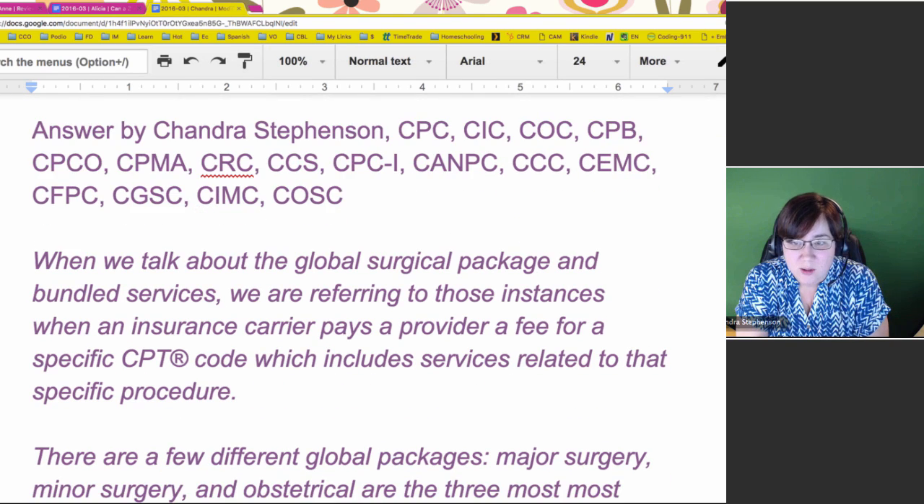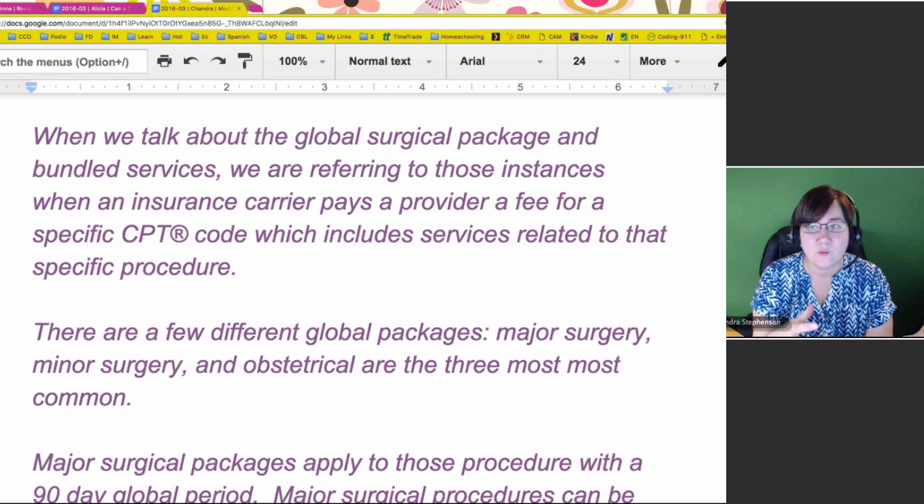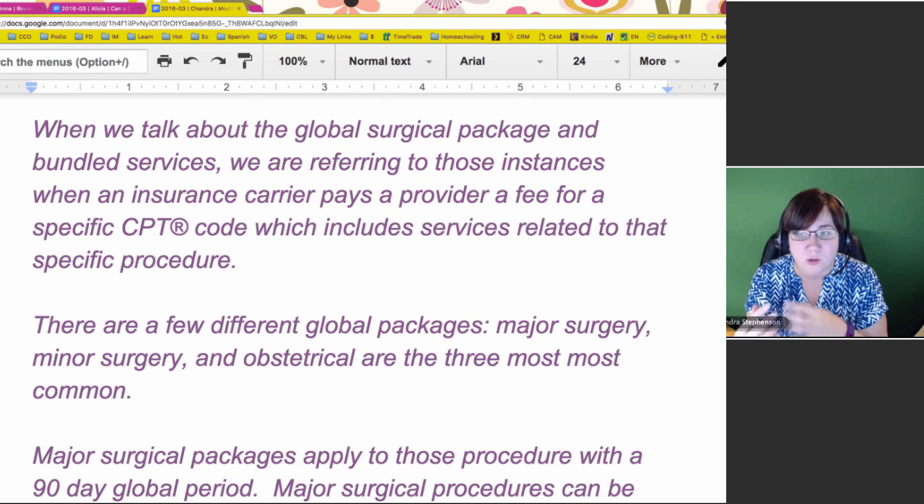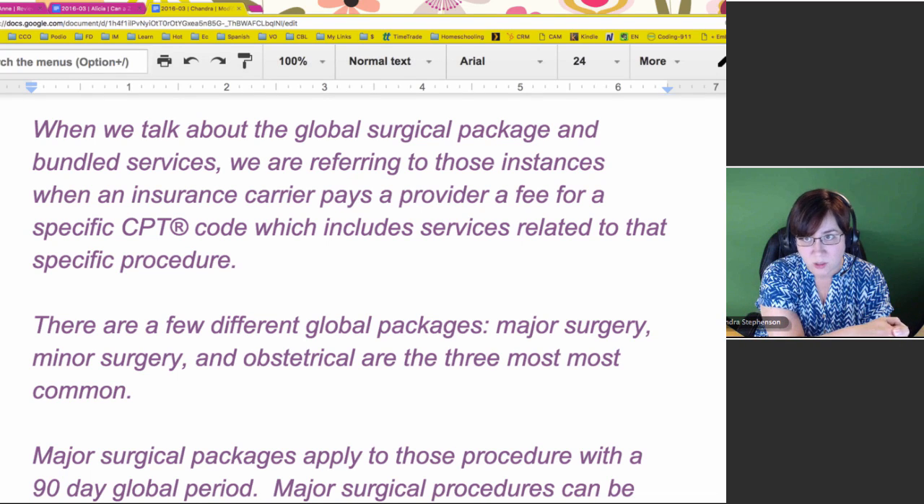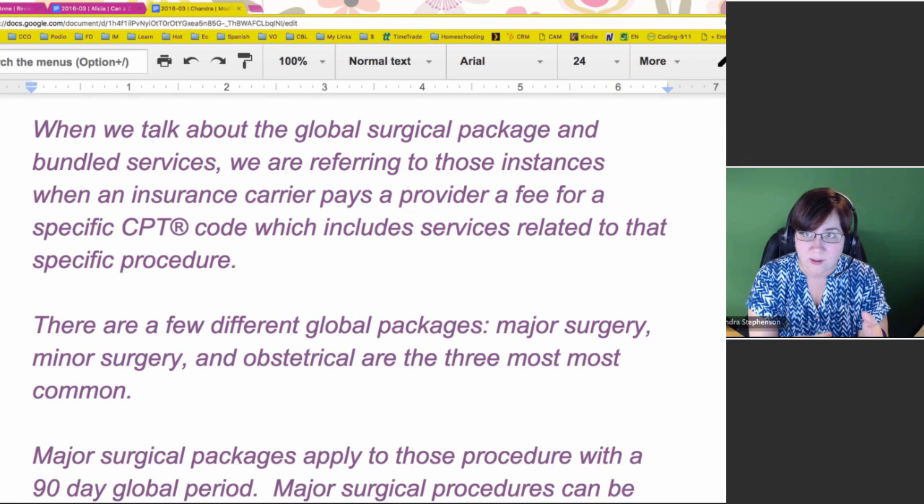So when we start to talk about these, a lot of times you're going to hear the phrases global surgical package and bundled services. When you hear those things, basically what's happening is the insurance company is wrapping all of the services related to a specific procedure into the payment for that one CPT code. So while there may be several CPT codes that could be broken up to represent the different pieces, they say bill us the big one and we're going to bundle everything in there. So sometimes things are bundled, and sometimes they're bundled into what we call a global surgical package.